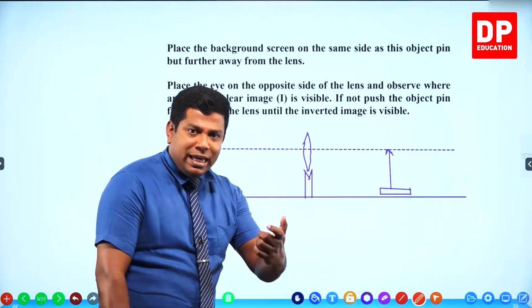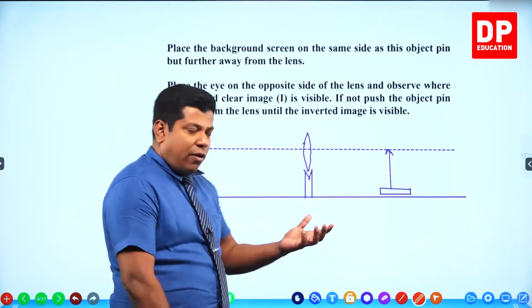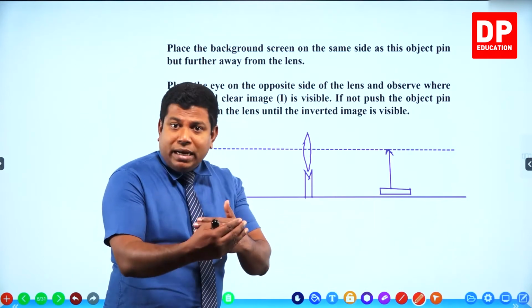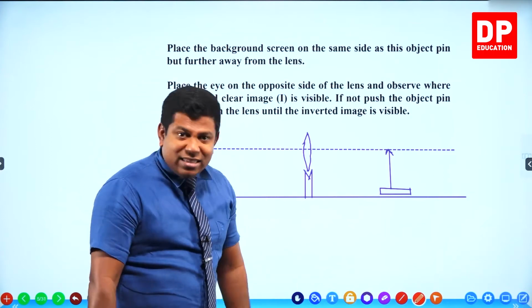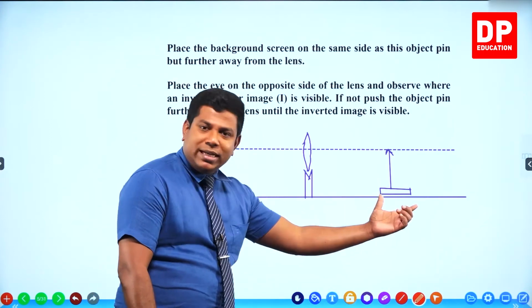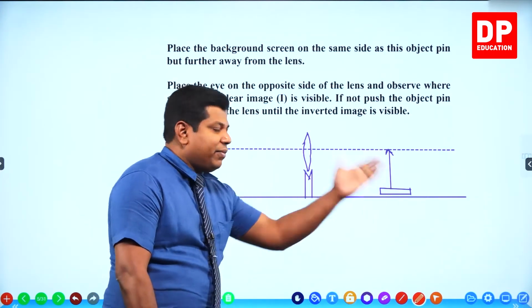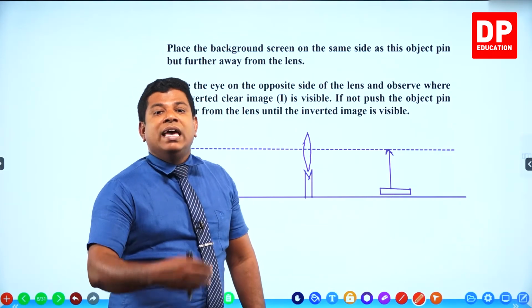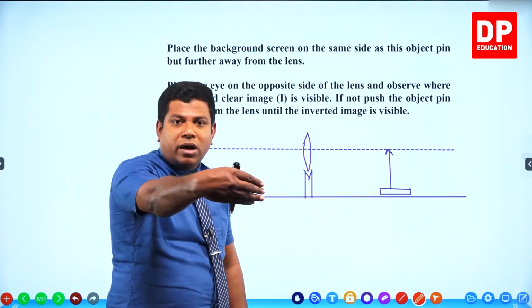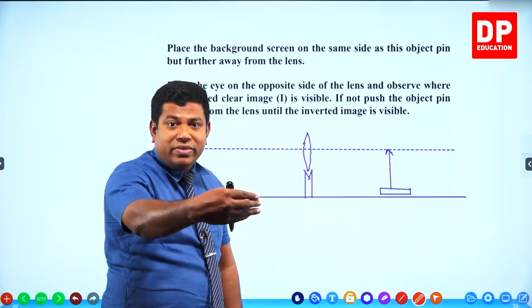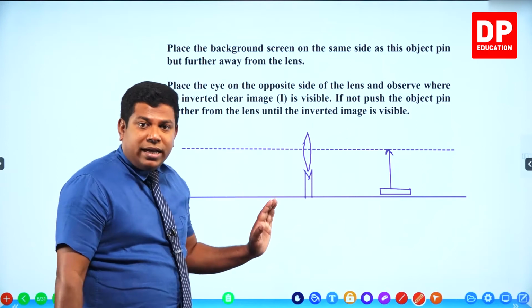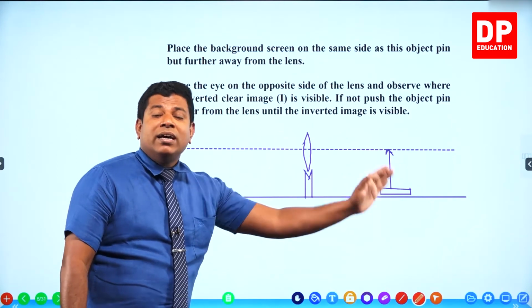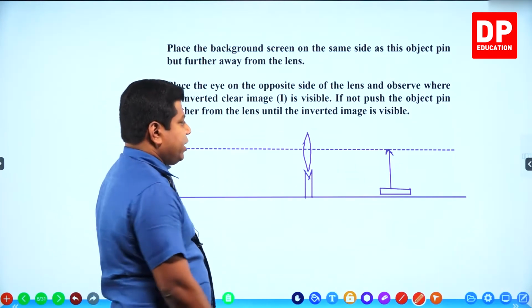And where we should keep this? We already found the approximate focal length of this lens, right? Let's say the approximate focal length is 10 centimeter. Keep it a little outside 10 centimeter, maybe at 15 centimeter. Why? If you keep it outside the focal length, then only you can expect a real image on the other side. Not a virtual image, you will get the real image. That's what we are trying to do.